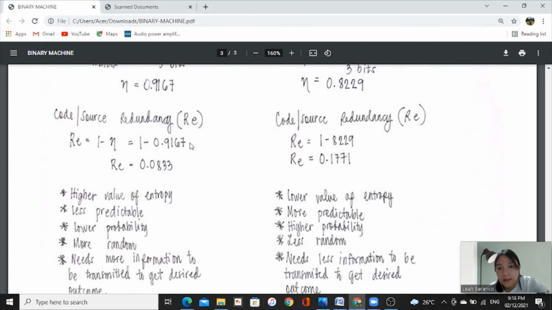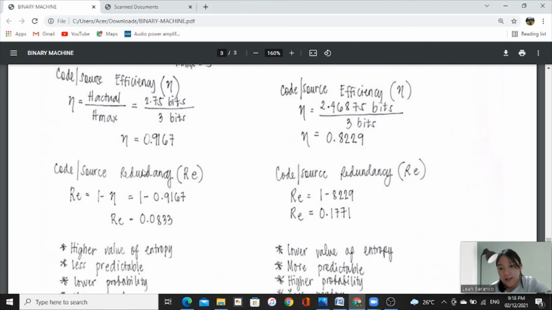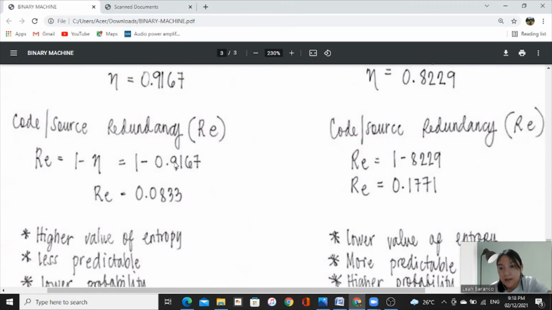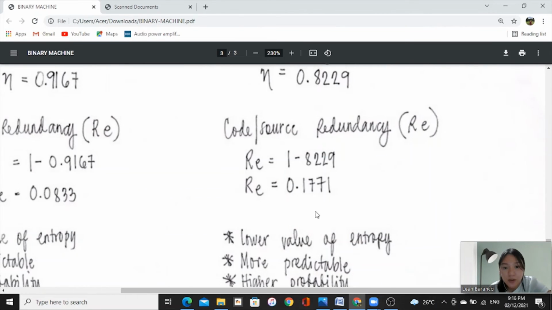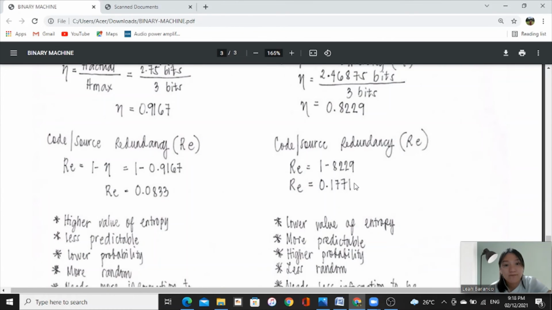In code source redundancy, or RE, the formula is 1 minus the value of efficiency. So 1 minus 0.9167 in our binary machine 1, the redundancy is 0.0833. And in binary machine 2, the redundancy is 0.1771. And in this case also, we can say that binary machine 2 is better in redundancy, since the higher the redundancy, it means that it is possible for us to maximize the transmission.